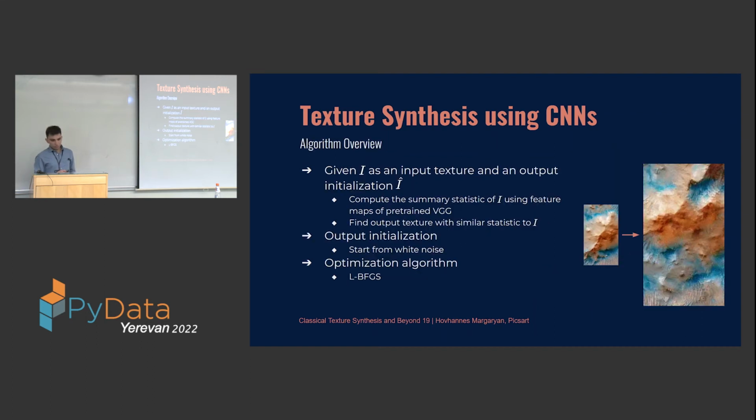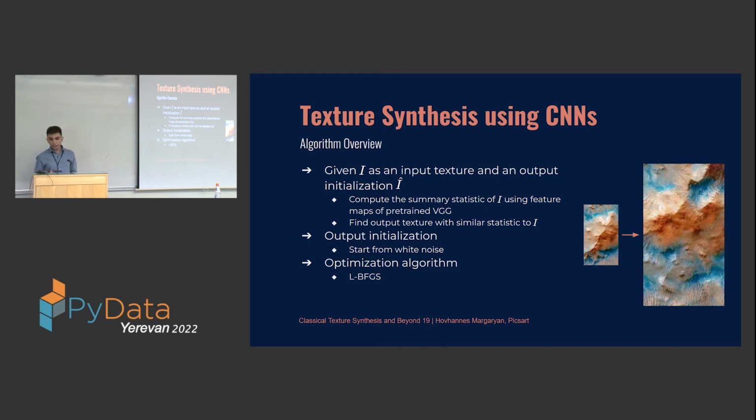Now let's see how the whole algorithm works. We are given an input texture I and some initialization of the output texture I hat. We begin by first computing the summary statistics of the given input texture I. Then our goal is to optimize the loss function that was presented in the previous slide in order to obtain an output texture I hat that has a similar summary statistic as the given input texture.